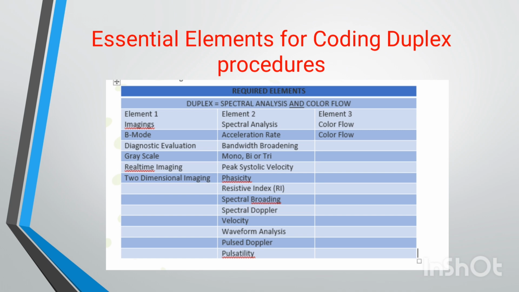There are various essential elements which are required for coding duplex procedures. These elements are mentioned below in the table. From element 1, element 2 and element 3, the list must be required in the report in order to code duplex procedure. Otherwise, the duplex procedure should be downcoded to the respective ultrasound procedure.